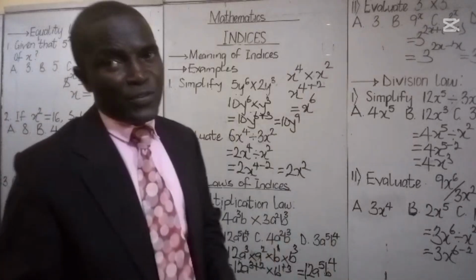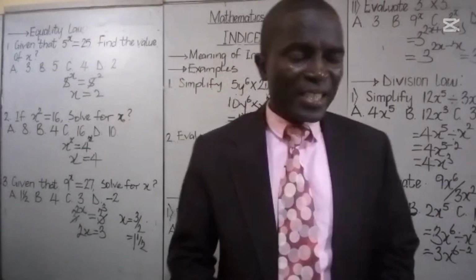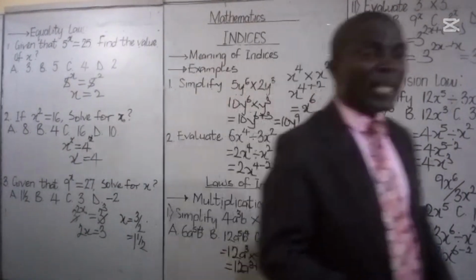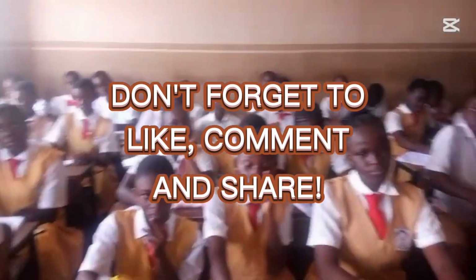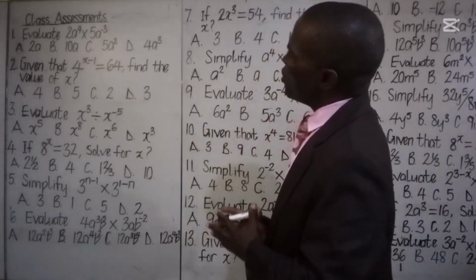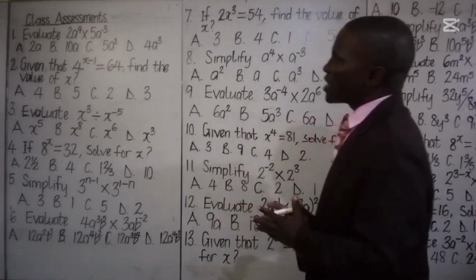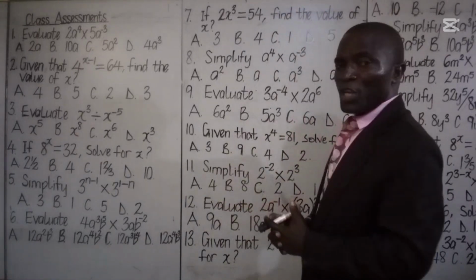I want to believe it's very clear to everybody. That is very good. Now we proceed to class assessment. Class assessment 1 says evaluate 2a raised to power 4 times 5a raised to power minus 3.